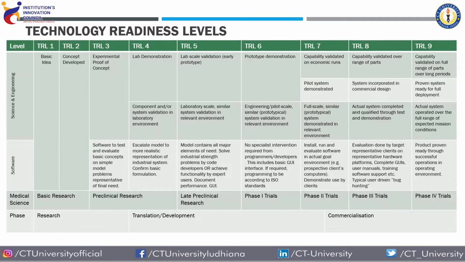And 4, 5, 6 and almost 7 are related to the translation from the research phase to the development phase. And the technology is fully lab secured. We have tested our technology in the labs, and it is the translation from that paper phase to the actual product phase. And TRL level 8 and 9 are related to the commercialization phase.